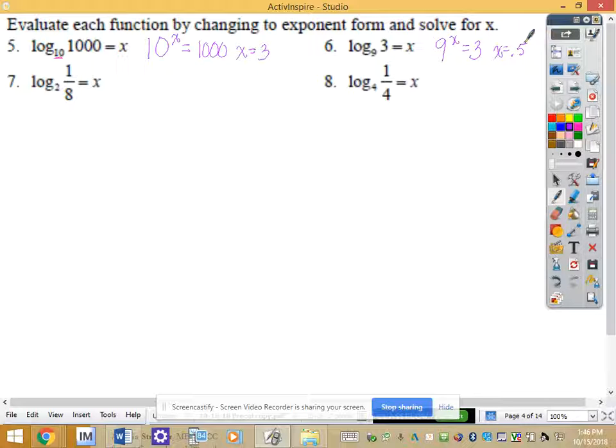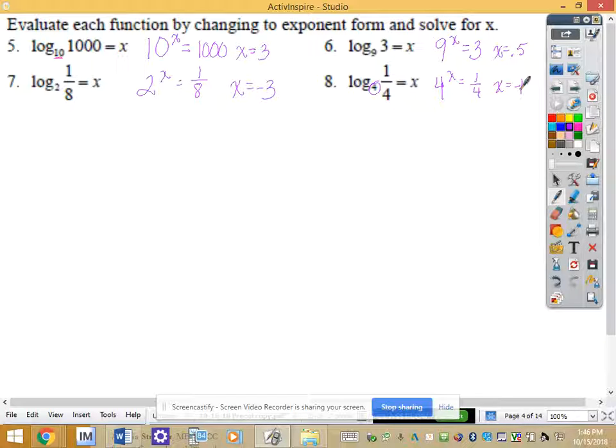For the next one, I have a base of 2 raised to the x, and that is equal to 1/8. So x is equal to -3. I have a base of 4 raised to the x, and that is equal to 1/4, so x is equal to negative.